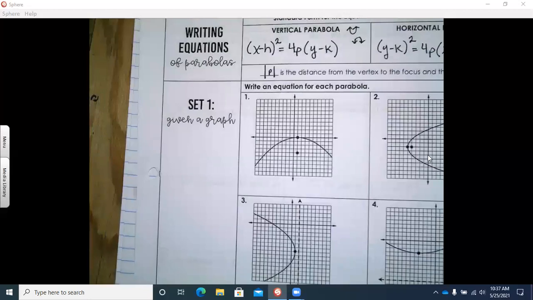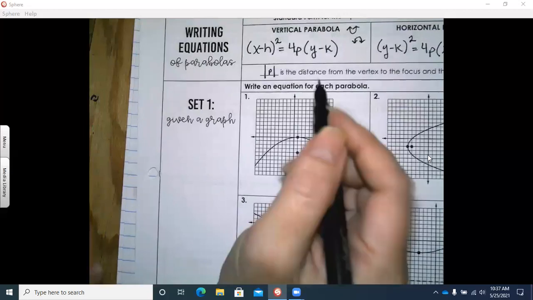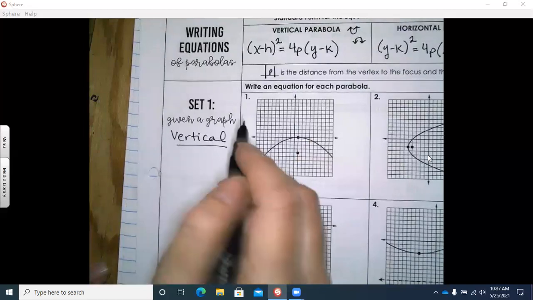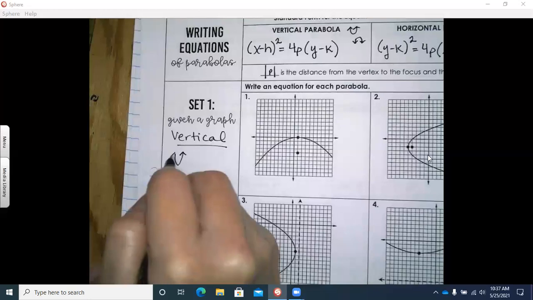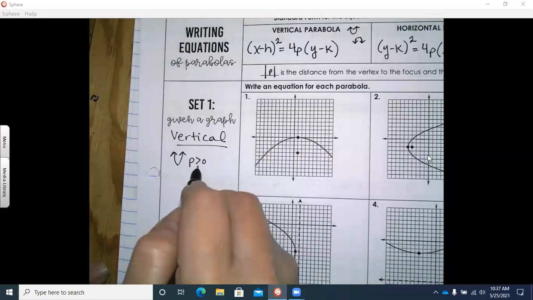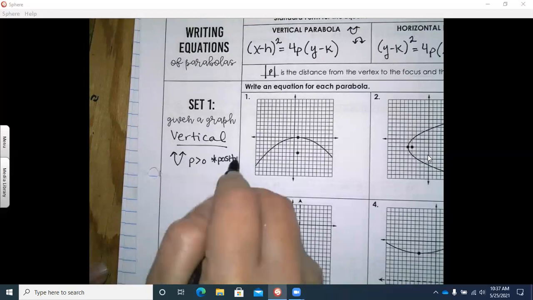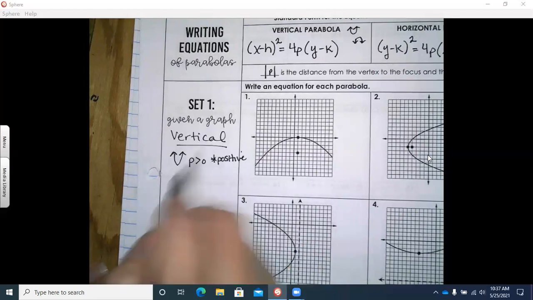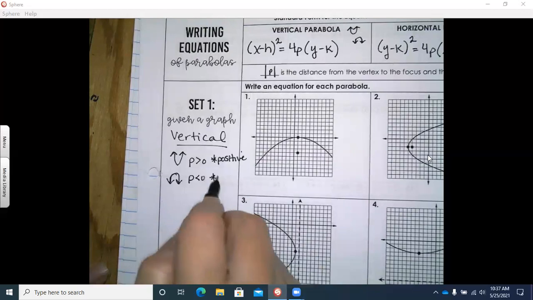So if we're given the graph of a vertical parabola, if it opens up, your p is greater than 0. So that means p is going to be positive, because any number greater than 0 is positive, right? If your graph opens down, you're going to have a p that's less than 0. So obviously p is going to be negative.